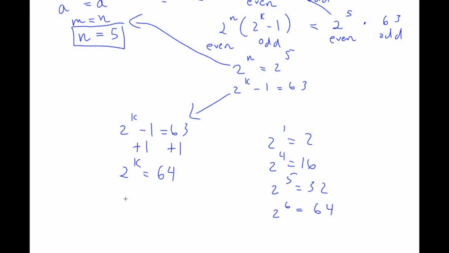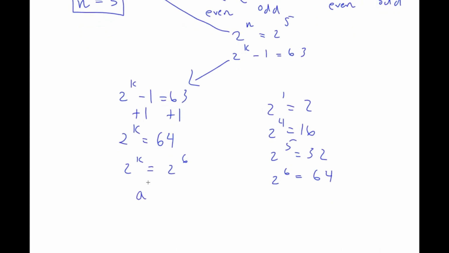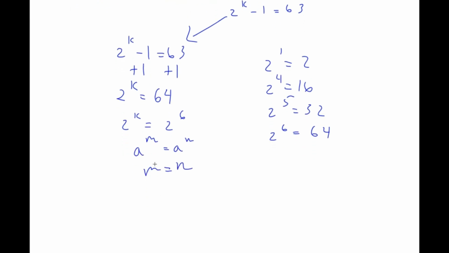So now we have 2 to the power of k is equal to 2 to the power of 6. And again, remember, if we have something in the form a to the power of m is equal to a to the power of n, this means that m is equal to n. So in this case, k is equal to 6.